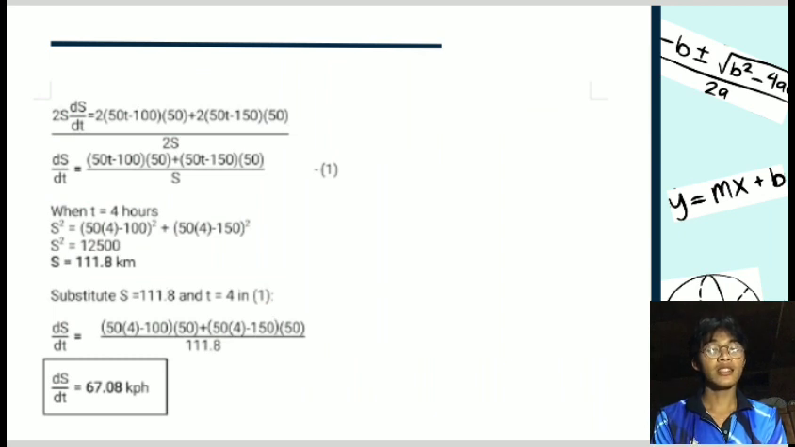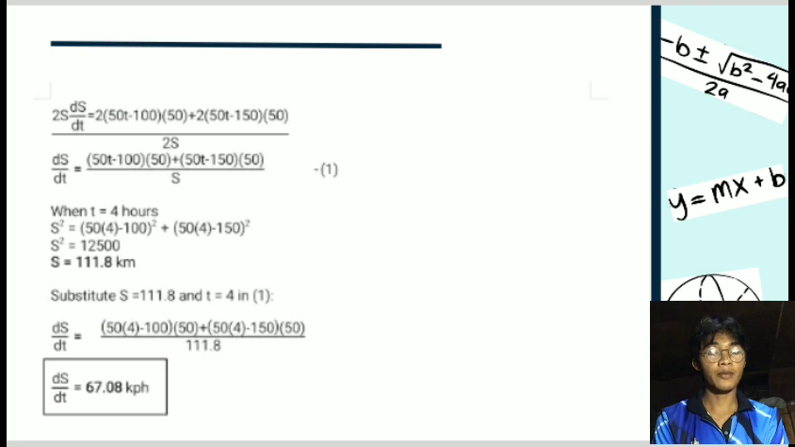So the 2 will be cancelled, so it will only become ds over dt is equal to 50t minus 100 times 50 plus 50t minus 150 times 50 all over s. When t is equal to 4 hours, s squared is equal to 50 times 4 minus 100 squared plus 50 times 4 minus 150 squared. So the s squared will become 12,500 and s will become 111.8 kilometers.